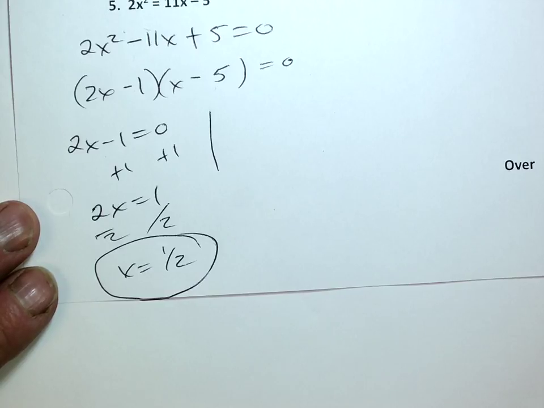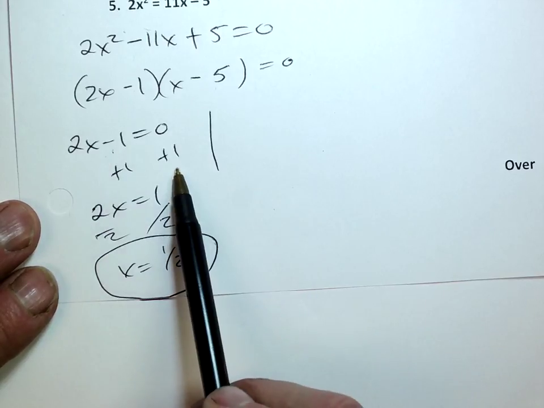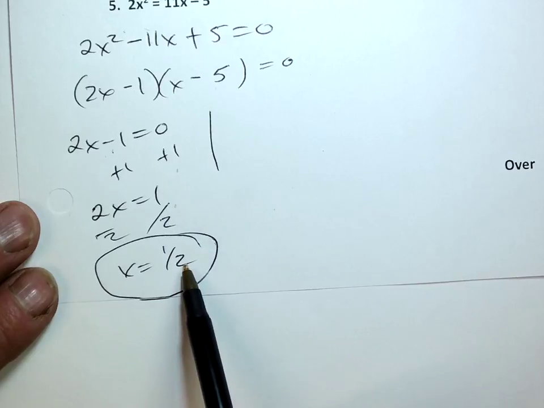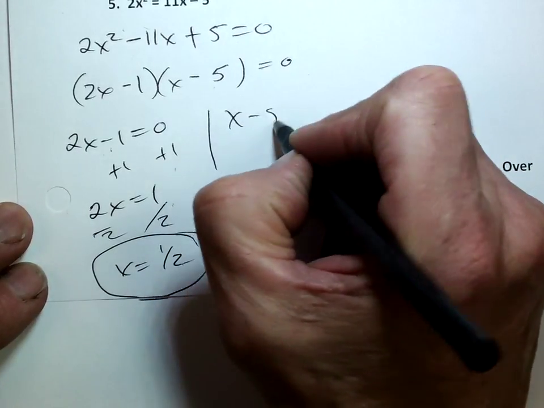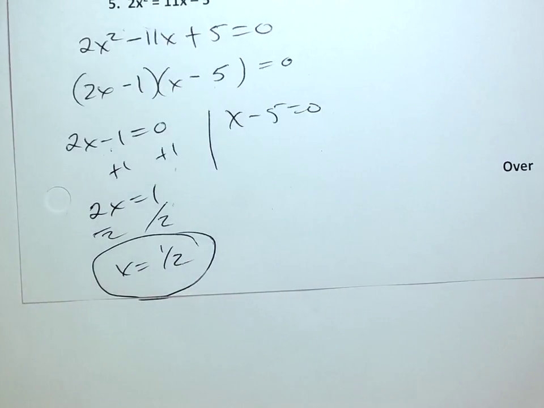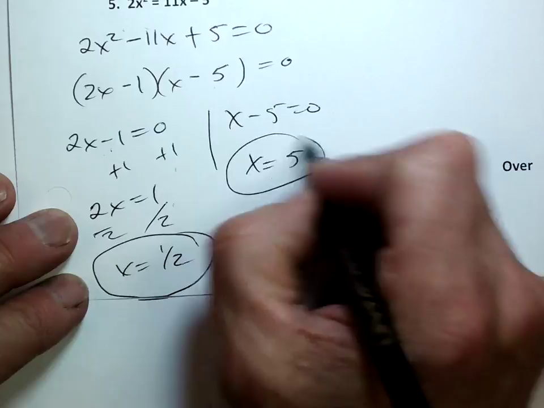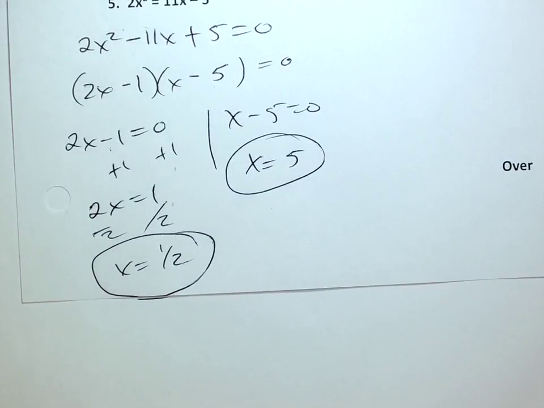1/2. Does that make sense? I went +1, divide by 2, and I get 1/2. Or 0.5, right? And of course, on the other one, x minus 5 equals 0. We'll take what Isaac suggested. We'll just take the opposite, right? We'll get x equals 5. Because most of the time, Isaac, that does work, right? Okay. Am I going too fast?